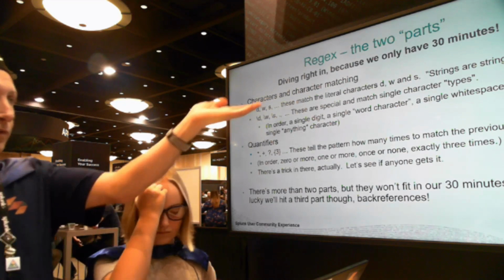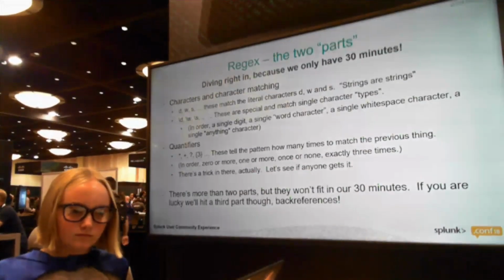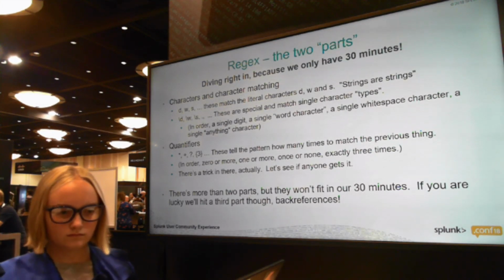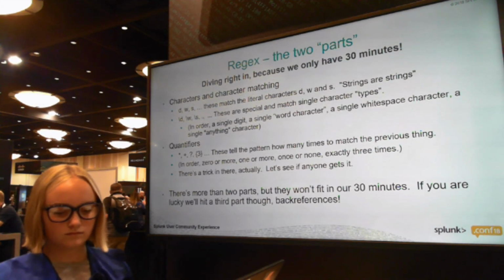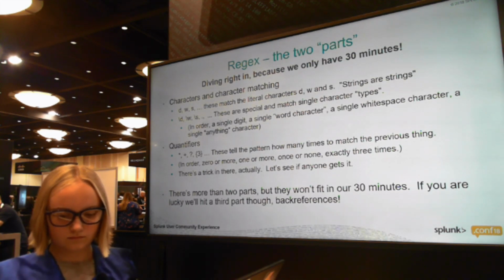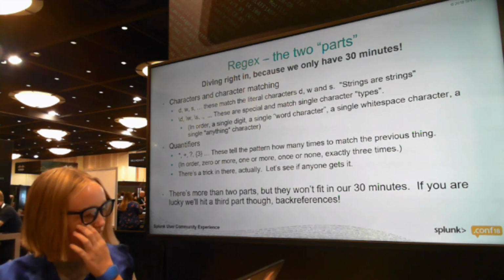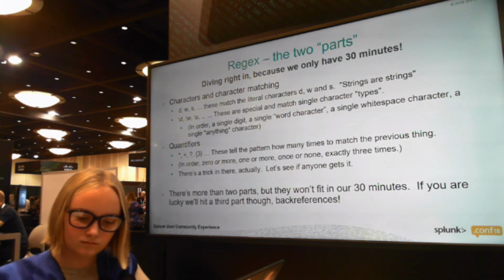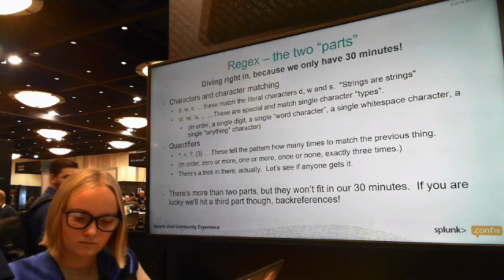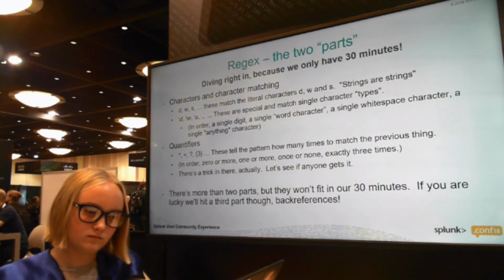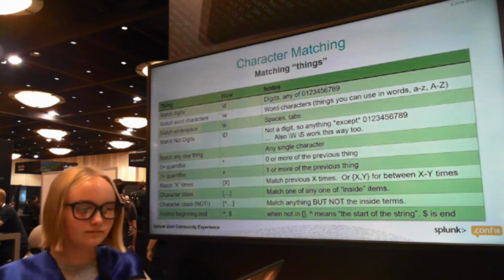So after you use some of these, the next piece is a quantifier, which tells it how many times the previous thing should match something. So you can have different things like zero or more, one or more, or maybe 3 to 5 times, whatever it is that you actually need for your data. So as I said, there's more than two parts. Probably they're not going to fit into our 30-minute talk though, so we'll have to just go with the two. But maybe if you're lucky, we'll finish in time to do a little more. So next, Evey will explain some of the actual matching.